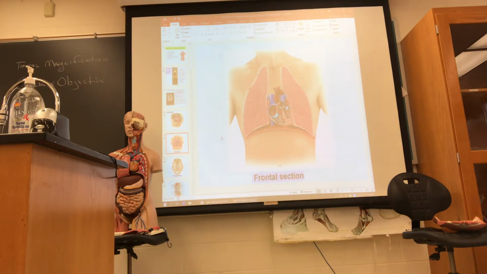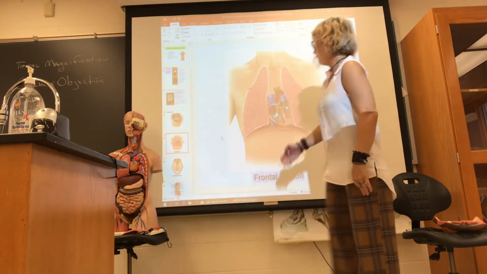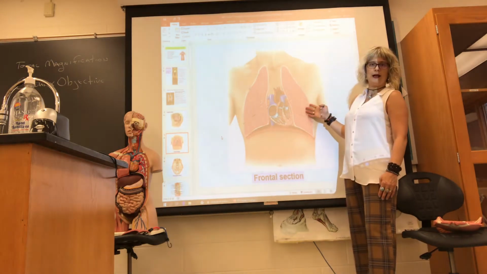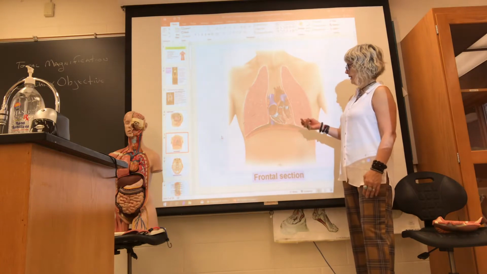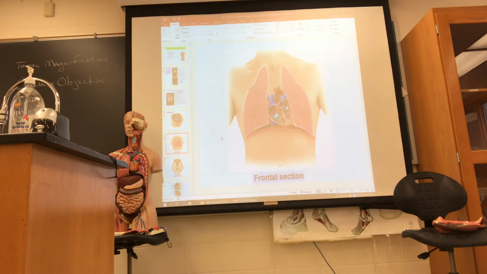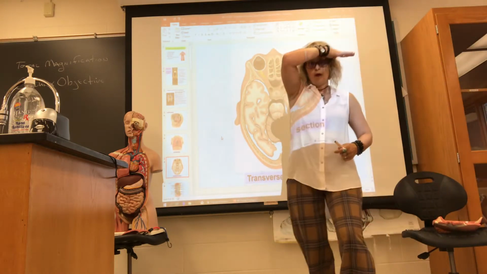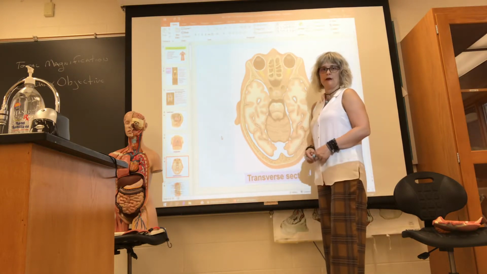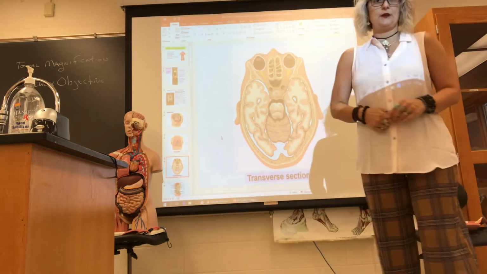This is a frontal section. If we cut straight through like this, that is frontal, and you can view the right pleural cavity, the left pleural cavity, and in the middle, the pericardial cavity with the heart inside it. This view is cut straight across all the way around. That's a transverse cut, and we can see the brain deep in the cranium.